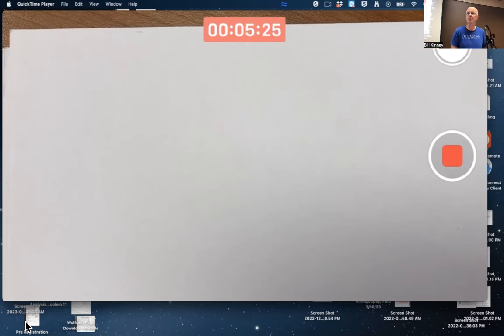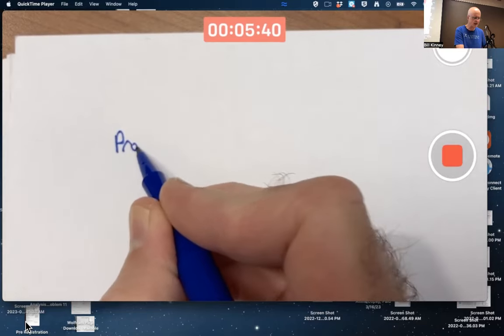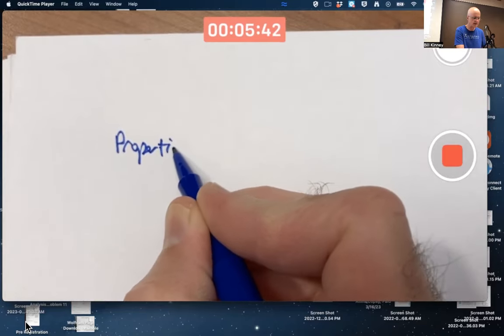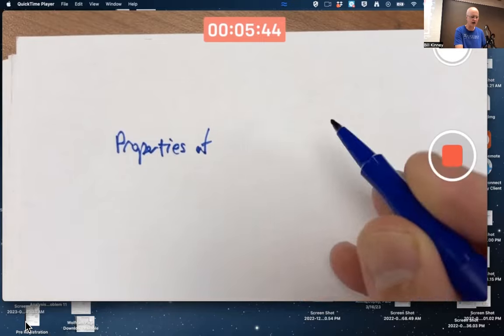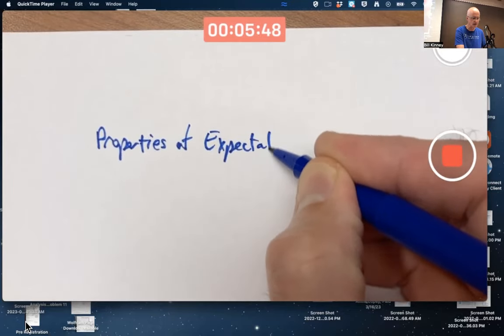To start today, we should review properties of expectation and talk about what you should be able to use and derive, including with the variance formulas as well and their properties. So I've written this down before, but it's worth writing again. Properties of expected value, or just expectation for short.